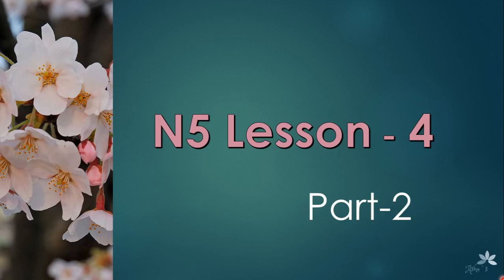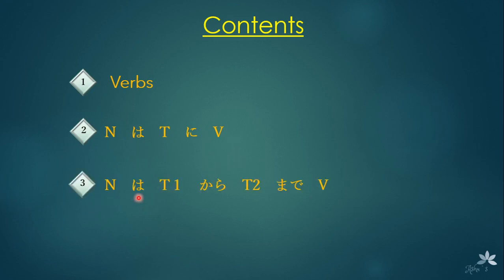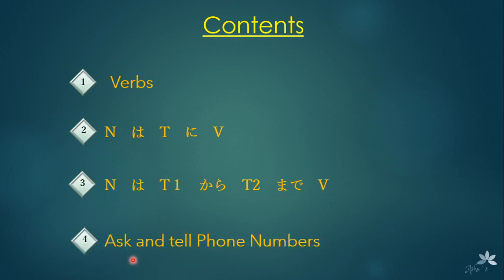In the previous video, you had learnt a few grammar points from lesson 4 of Minna no Nihongo, where you had learnt how to tell the time. This video is the continuation of the same lesson 4 of Minna no Nihongo. In this lesson, you will be learning the verbs in Japanese, the sentence pattern "N wa T1 kara T2 made V", and let's learn how to ask and tell phone numbers.